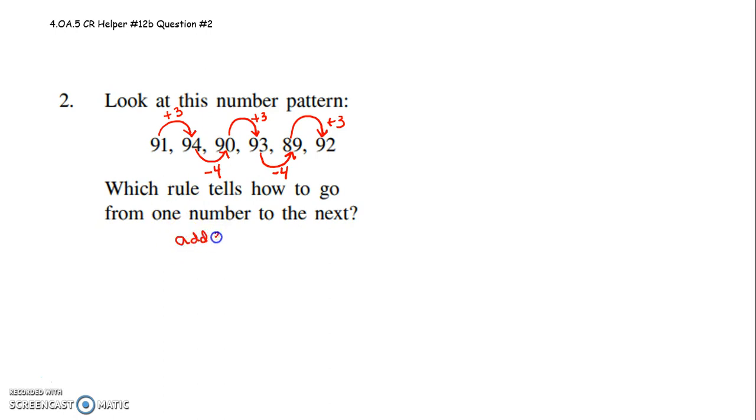Add 3. Then subtract 4. That looks like what it would be. So every other term, you're going to add 3. Then to go to the next term, subtract 4. Then for the next term, add 3. And for the next term, subtract 4.